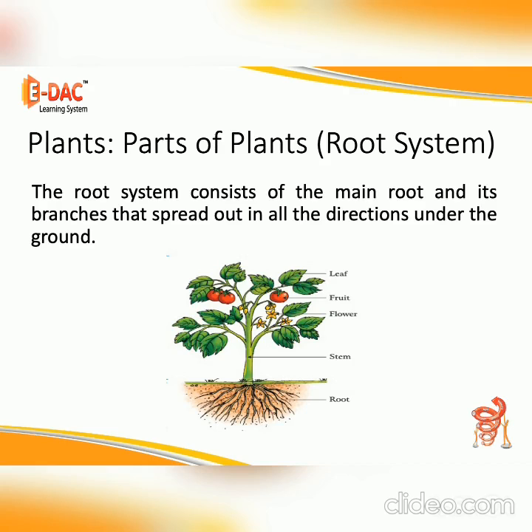The root system is the part of the plant which lies in the soil, and the shoot system is the part of the plant which lies above the soil. The root system consists of the main root and its branches that spread out in all the directions under the ground.